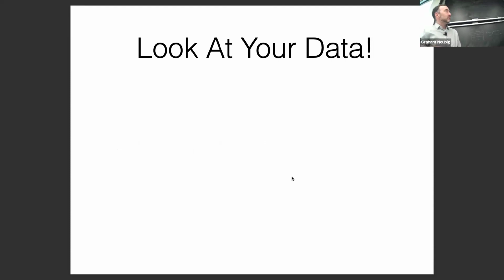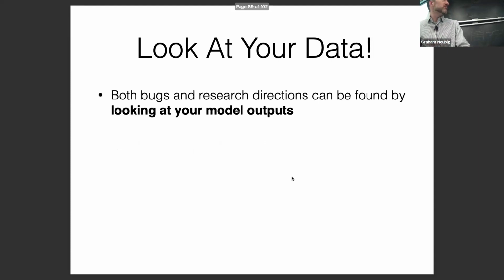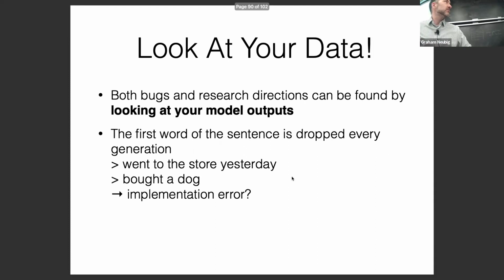So my first suggestion with respect to how you can actually improve systems is make sure that you're looking at the data that you're using. And both bugs and new research directions can be found by looking at your model outputs.